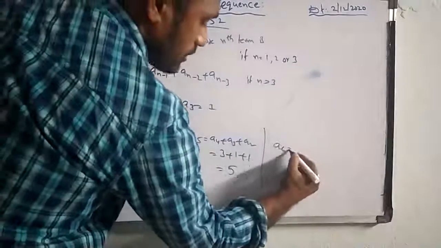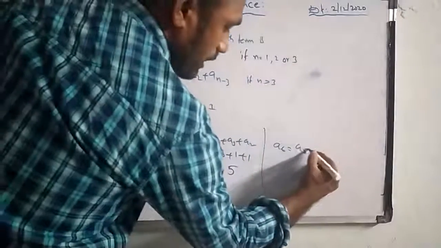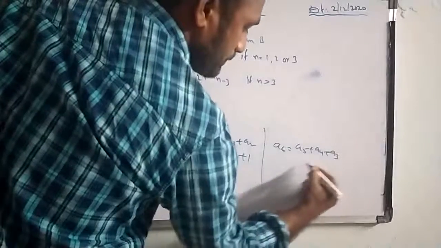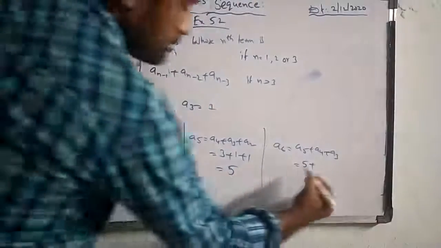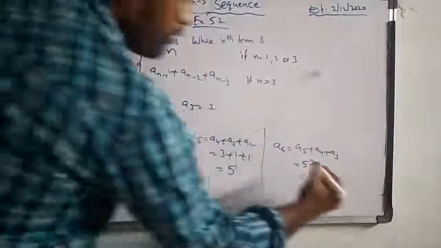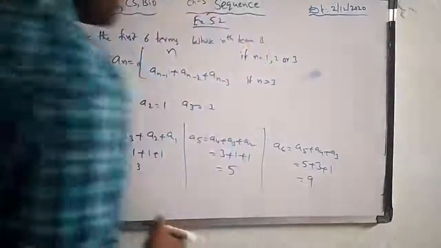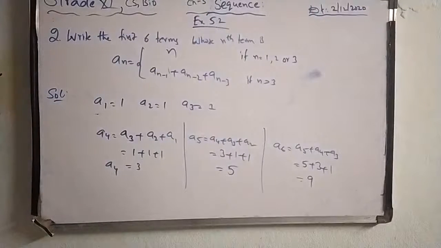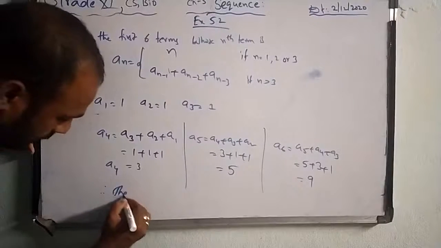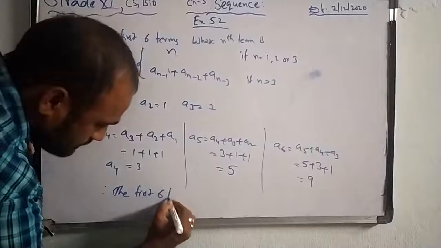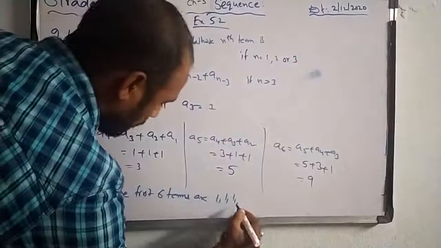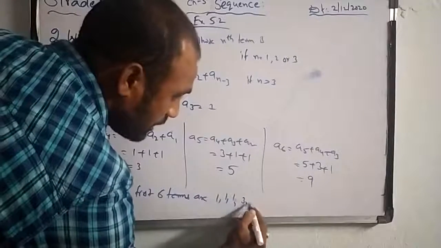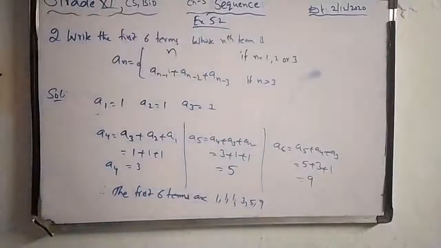A5 is 3 plus 1 plus 1, which is 5. Next, A6 value is A5, A4, A3: 5 plus 3 plus 1, which is 9. So these are the 6 terms. It is asking to write the first 6 terms. Therefore, the first 6 terms are 1, 1, 1, 3, 5, 9.